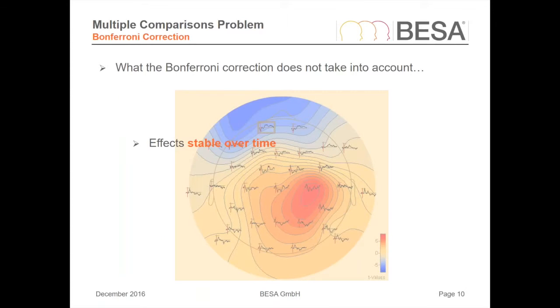And this is that Bonferroni treats all samples as independent, which is actually not the case in EEG and MEG. We have temporal and we have spatial dependence. So effects are stable over time and also across sensors. So in other words, the same effect shows up in several time points in several channels, which means that the statistical tests in all these samples and channels are not independent tests.